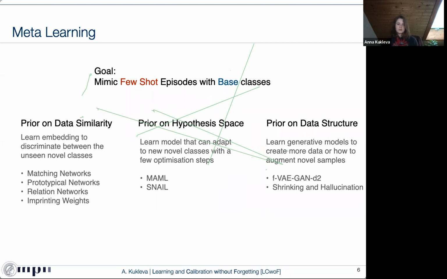The other types of frameworks are on hypothesis space. The most famous is MAML, where you learn the network to adapt quickly to the new classes with gradients. Or, for example, a prior on data structure, where you learn from the base classes how the data can be augmented, simulated and hallucinated. This shrinking and hallucination paper is quite old, from 2017. They learn this transformation of the data on the base classes and adapt them to the few-shot classes. So there are many approaches which use base classes to adapt to few-shot samples.